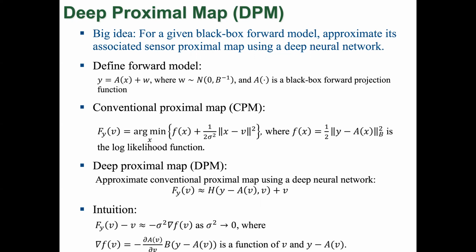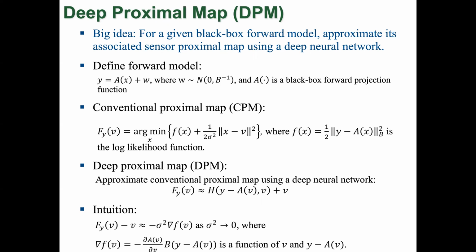We start by defining the forward model as y equals a of x plus w, where the function a is a black box forward projection model, and w is noise that follows some Gaussian distribution. In this case, we can write the log likelihood function h of x as the norm of y minus a of x squared multiplied by some scalar constant 1 over 2 sigma squared.